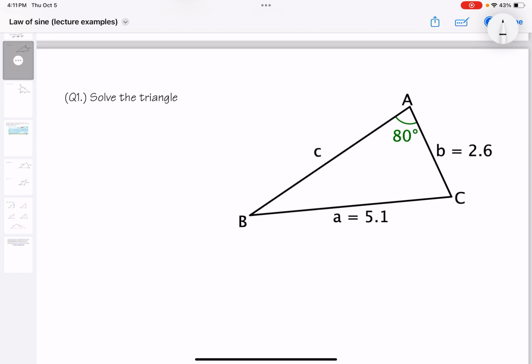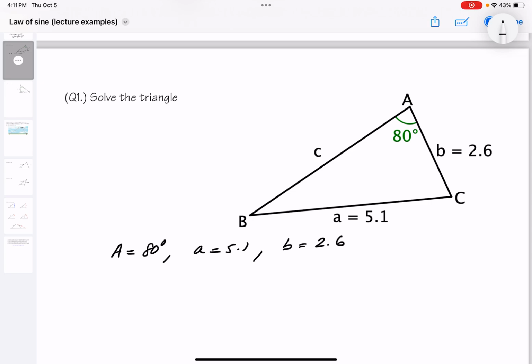I know A is 80 degrees. I'll put this over here. I know side a is 5.1. They don't give me a unit on it, so let's say 5.1 units. And b is 2.6 units. All right? To solve a triangle means you're coming up with all sides and angles.